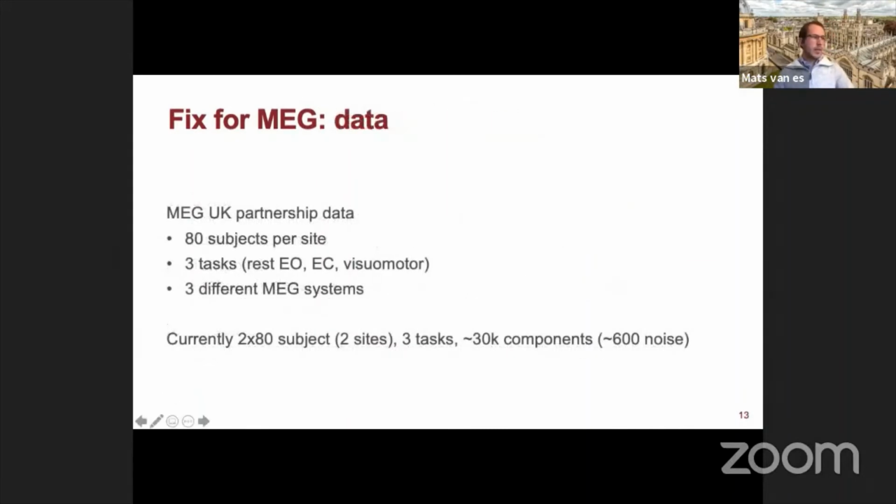Right, so I've been very lucky to have a great data set to train this model on, which is the MEG UK partnership data. There are quite a number of MEG machines in the UK, and they partnered up to have this big project where they record many people, like 80 subjects per site, and each of them does the same three tasks, which are resting state eyes open, resting state eyes closed, and the visual motor task. And in total, there are 3 different MEG systems.